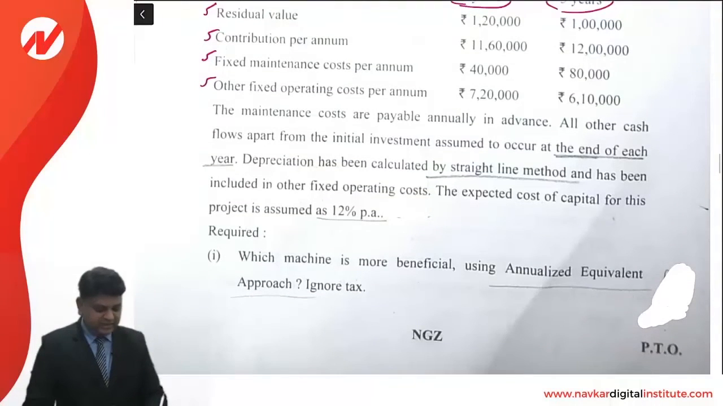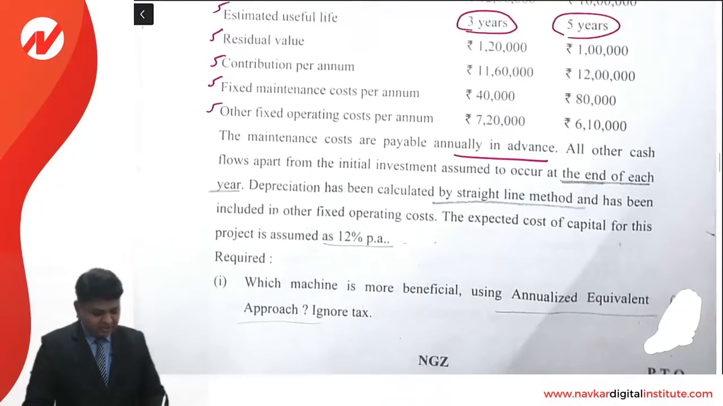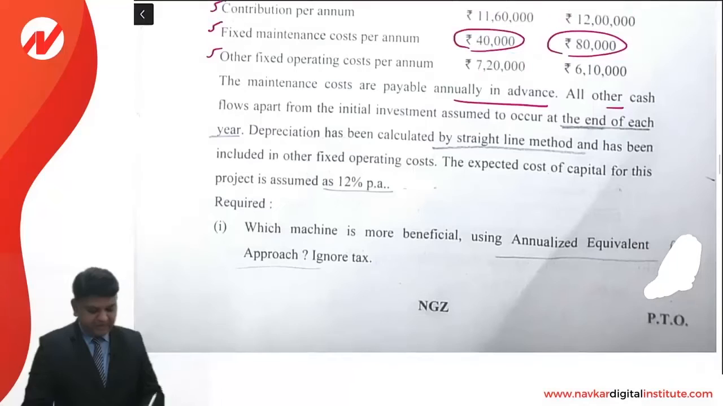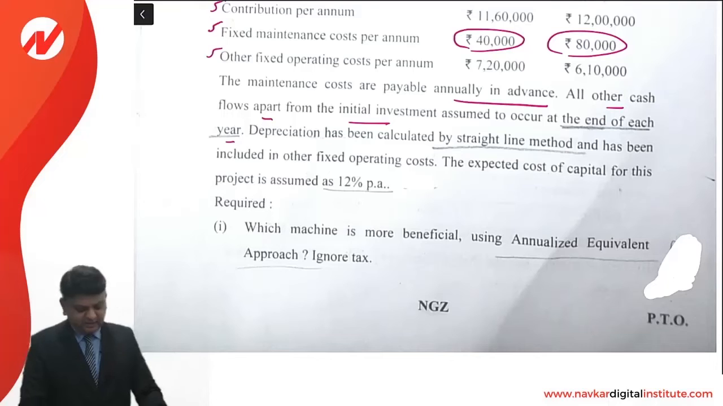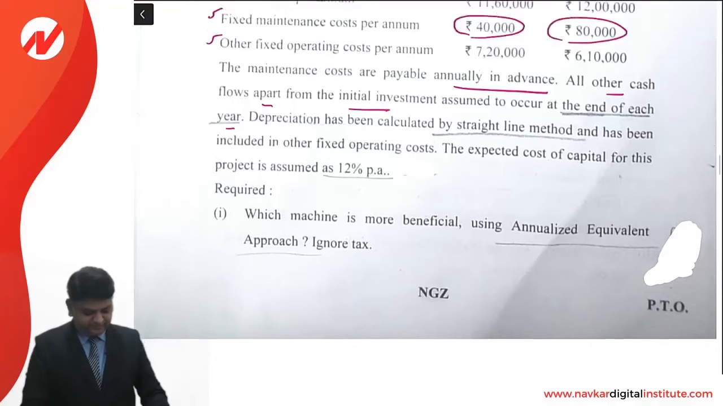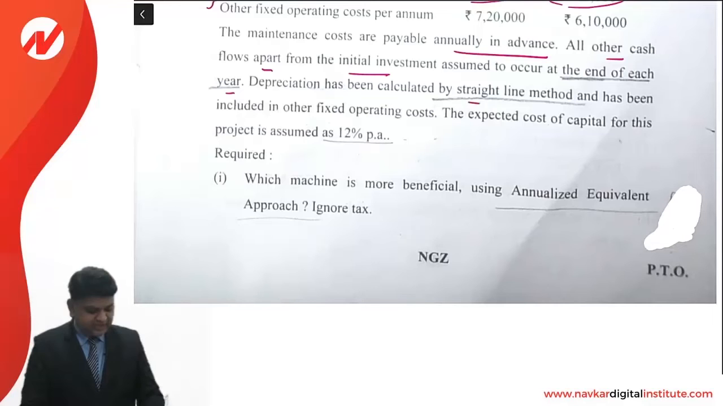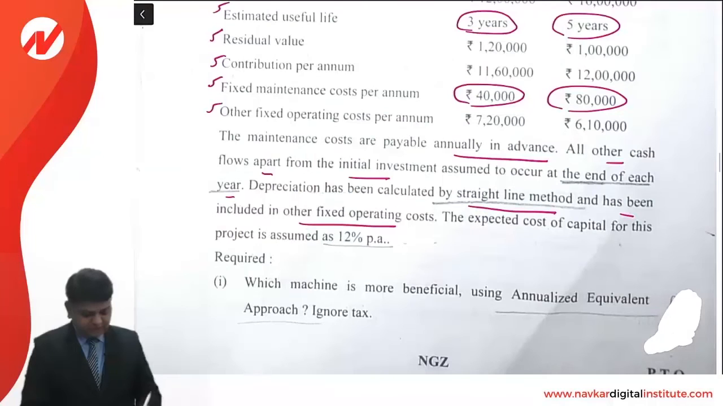The maintenance costs are payable annually in advance. So this is required to be paid in advance. All other cash flows apart from the initial investment are assumed to occur at the end of each year. So all other cash flows are assumed to occur at the end of the period, apart from the initial investment, because it is at the beginning of year 1, that is in year 0. Depreciation has been calculated by using SLM and has been included in other fixed operating cost. So over here, this is including the depreciation.